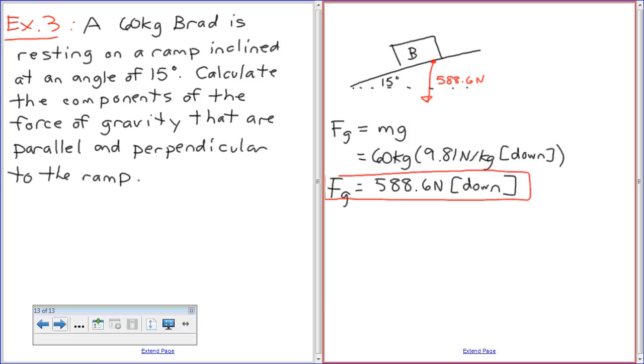Now, we want the force of gravity, and it says perpendicular and parallel to the ramp. Can somebody be brave and tell me how I would find the force of gravity that's going to be parallel to the ramp? Now just think, if you need to draw another picture, you can draw another picture here. This is all going to involve trig here. Anyone want to be brave and take a stab?